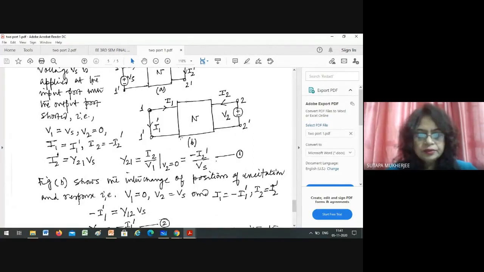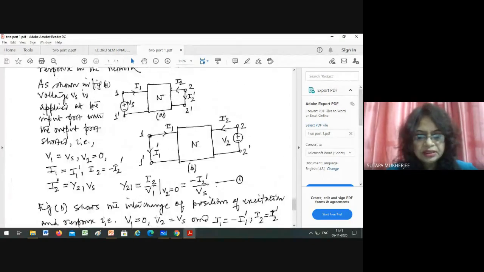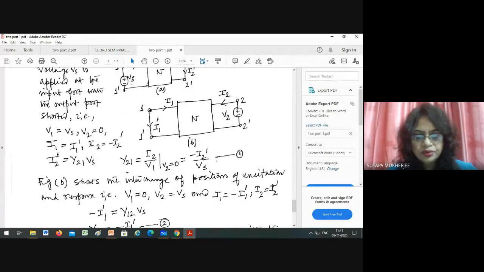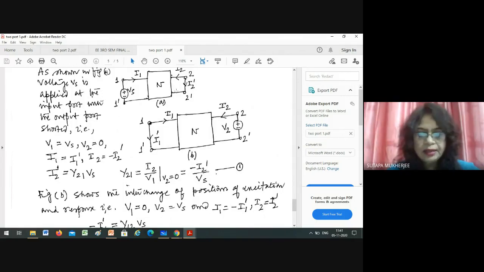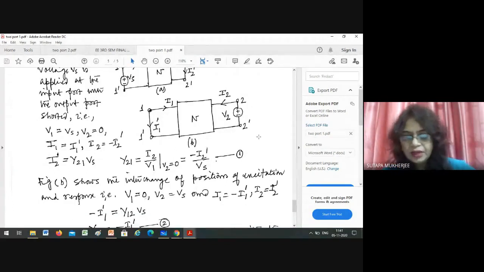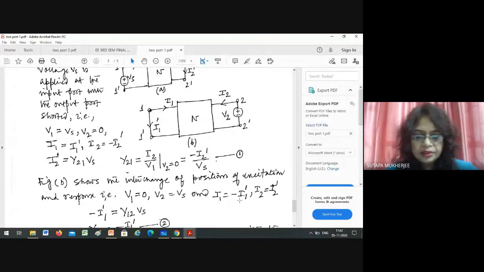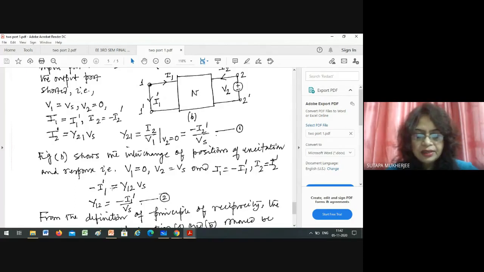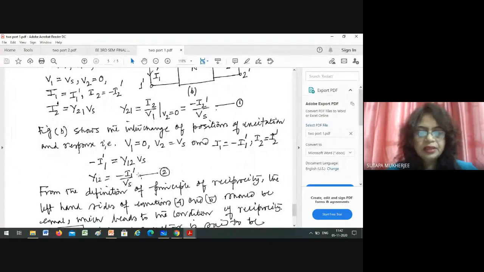Figure B shows the interchange of the positions of excitation. Here the excitation was in port 1. Now the source is exchanged to port 2, and port 1 is shorted. In the previous one, port 2 was shorted and now port 1 is shorted. If port 1 is shorted, definitely V1 equal to 0 and V2 equal to Vs. Obviously I1 equal to minus I1 dash and I2 equal to I2 dash. So minus I1 dash equals Y12 times Vs, right? So Y12 equals minus I1 dash by Vs.